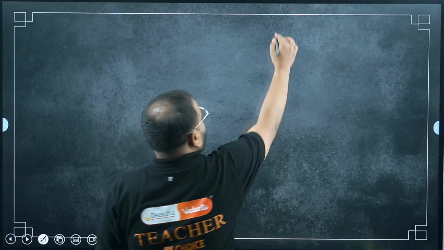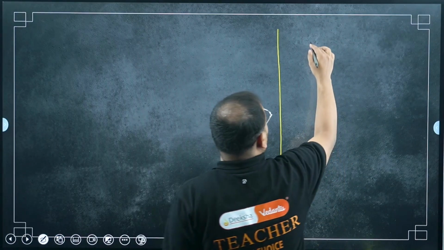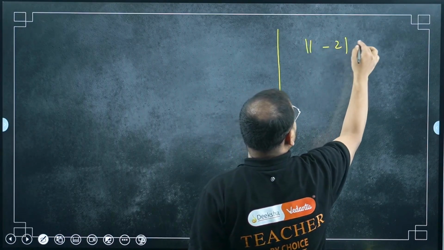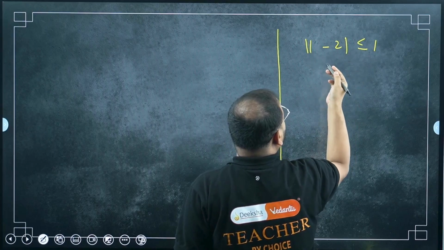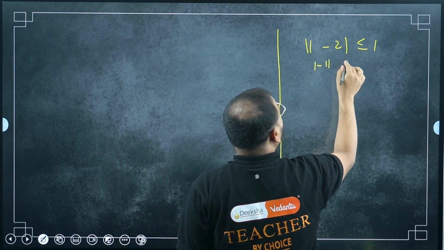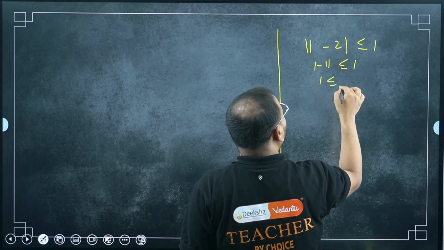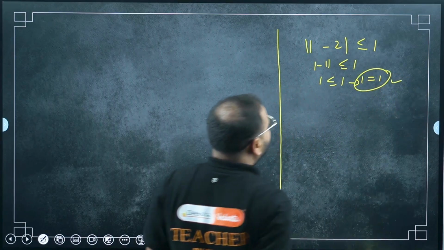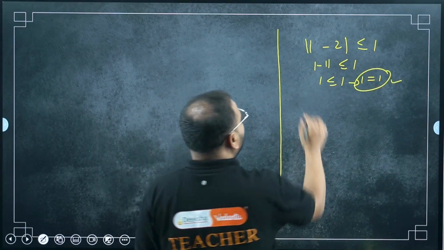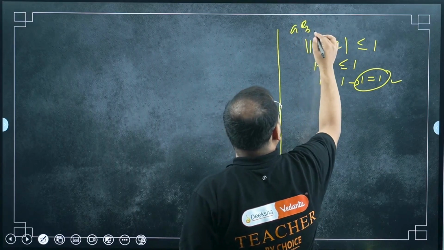Check here, please check here. Okay, 1 minus 2 is less than 1, correct? 1 minus 2 is how much? It's minus 1, the mod, which is 1, which is less than or equal to 1, which is the condition here. So 1 equals 1. Okay, this condition is valid. So ARB is valid. ARB is true.